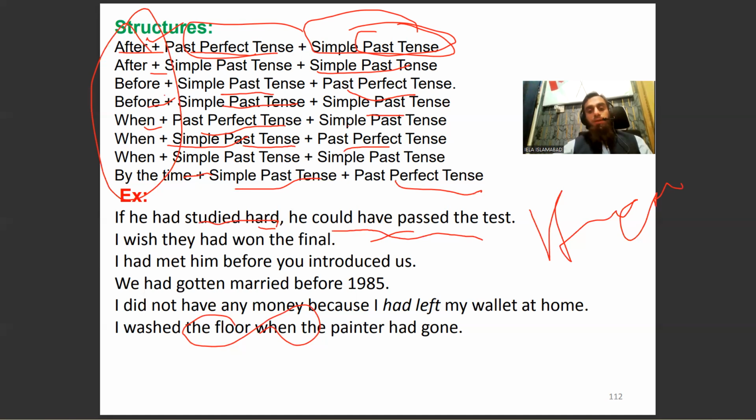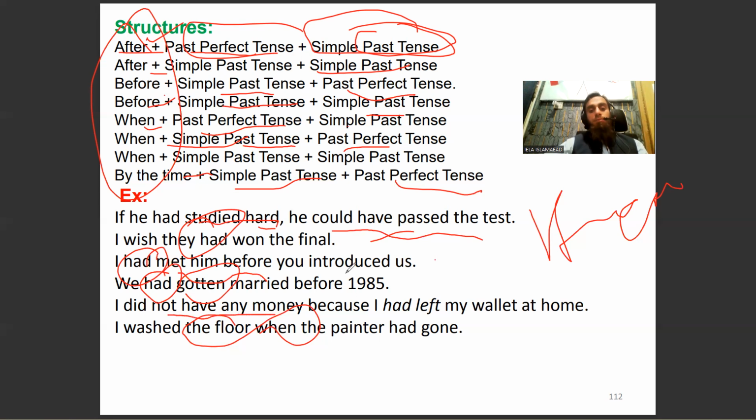He could have passed the test. Now this is past perfect. I wish they had won the final, past perfect. I had met him before you introduced us. This is past perfect. We had gotten, had and third form, so it made it past perfect.